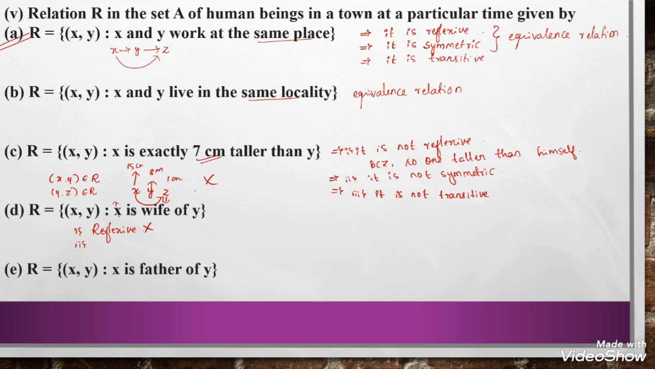Second condition, x is wife of y. Of course, the condition holds, but while taking exactly the opposite, y is not a wife of x because y is a male person. He is the husband of x, not a wife. Therefore, the symmetric condition does not hold.